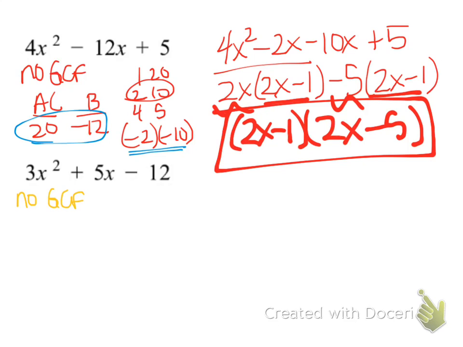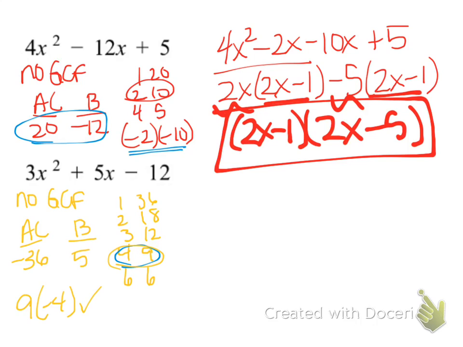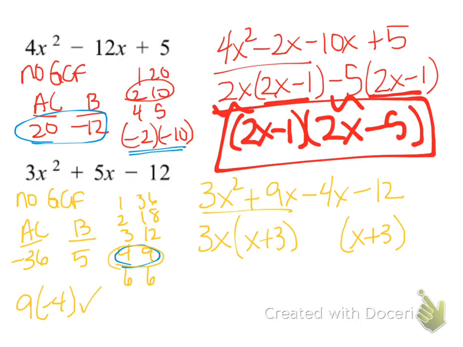and the last one of these, again, no GCF. Writing out all of the factor pairs, I can see that the only thing I'm going to have to use is 4 and 9. And in order to get a positive 5, the 9 is going to have to be positive. Rewriting my trinomial, and then factoring both parts.